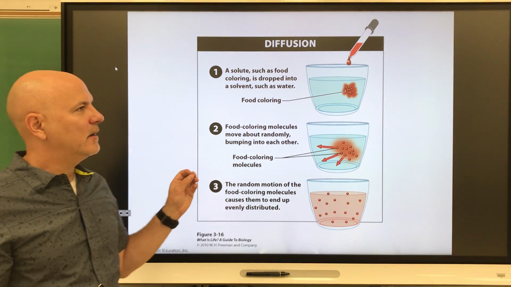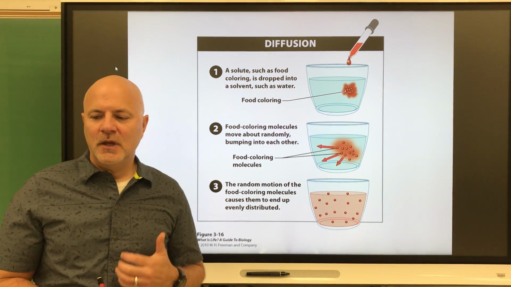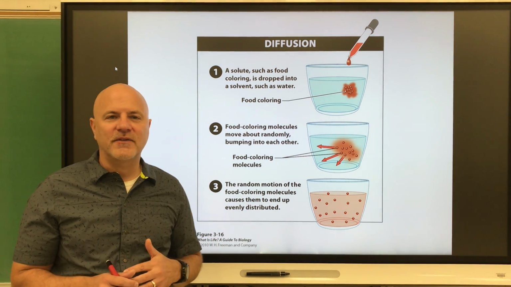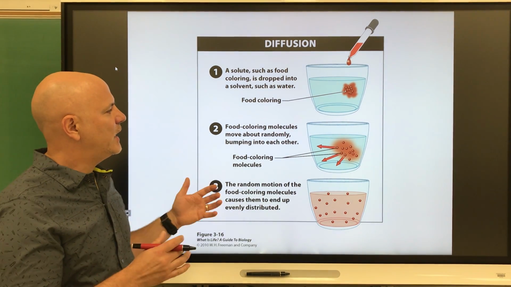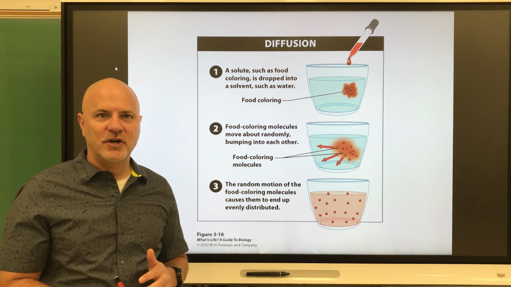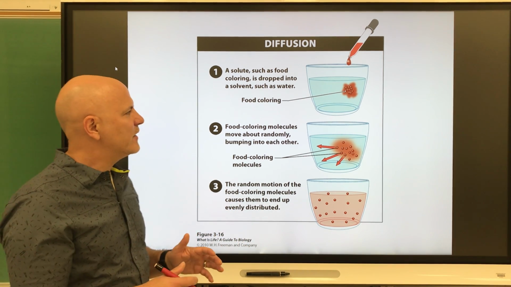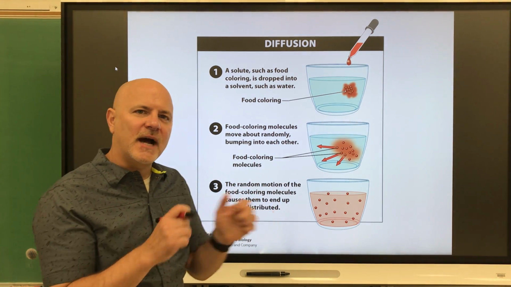So the first one is probably a process you're familiar with already, and that's diffusion. Diffusion is the movement of substances from areas of high concentration to areas of low concentration. Okay, so here substances are going to move down their concentration gradient. They're going to go from high to low. All right, and how this occurs is that molecules are in constant motion.